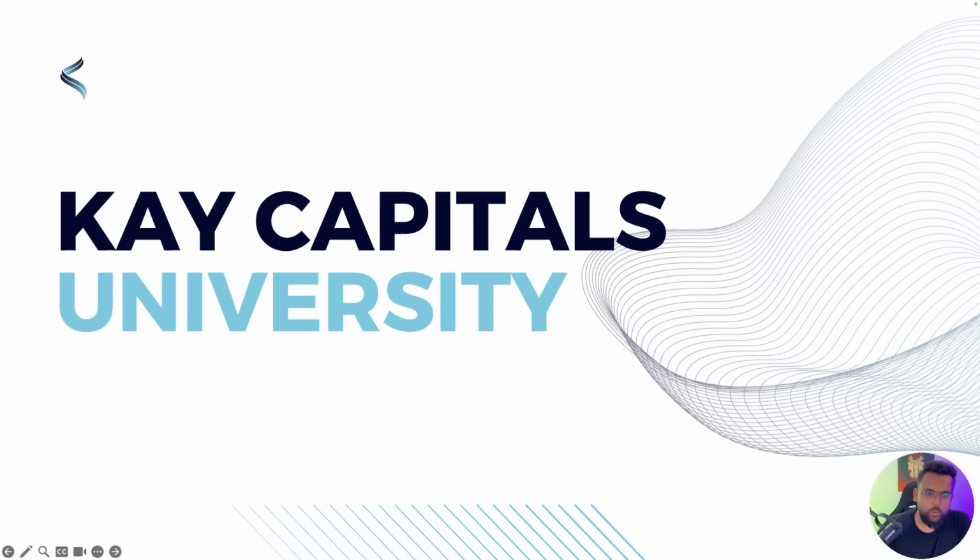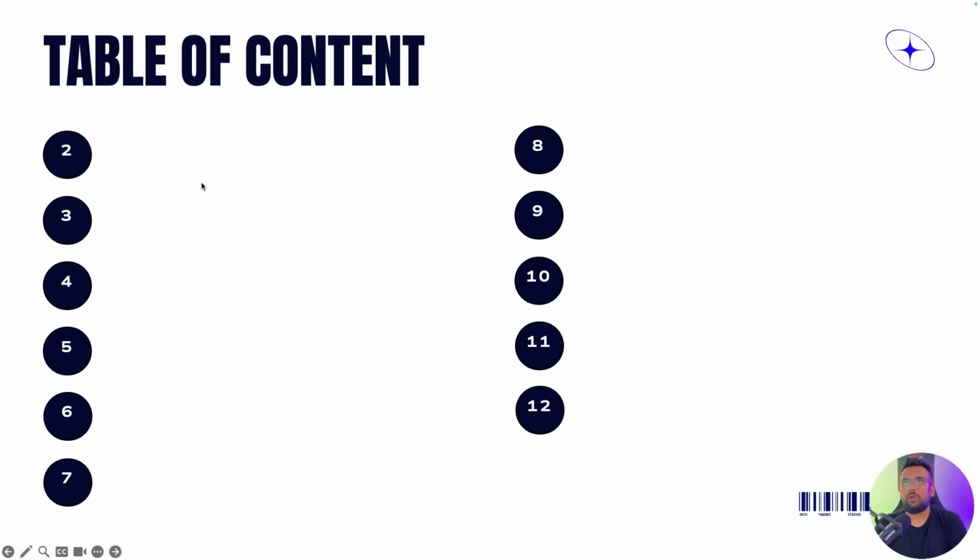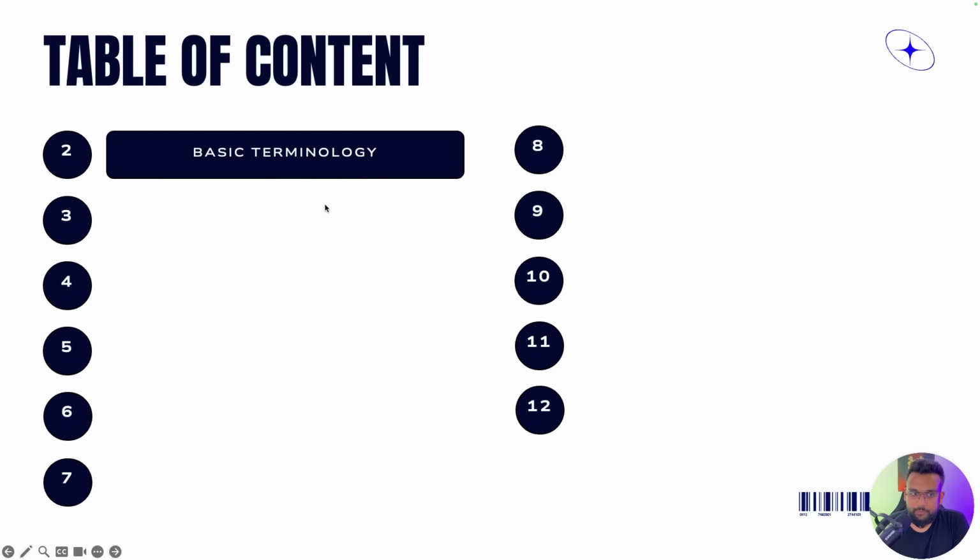And this is a course where I'm going to break down everything that you need to know. But what are the things that we are working on? So the table of contents for this whole thing would be: first, we'll go over the basic terminology, so you understand. When I'm explaining stuff, I'm going to use these basic terminologies.